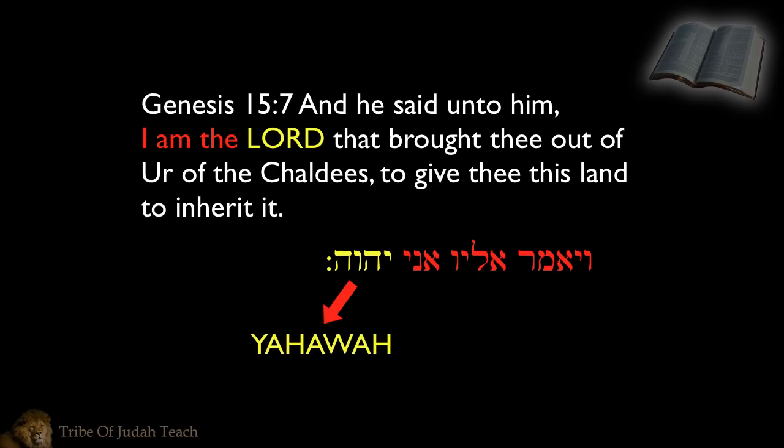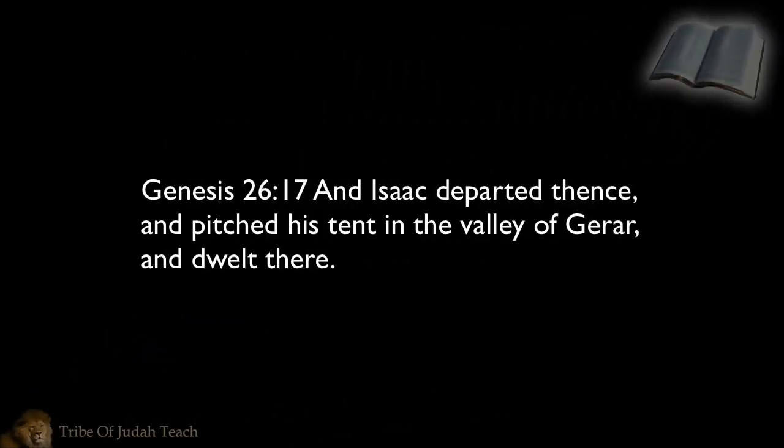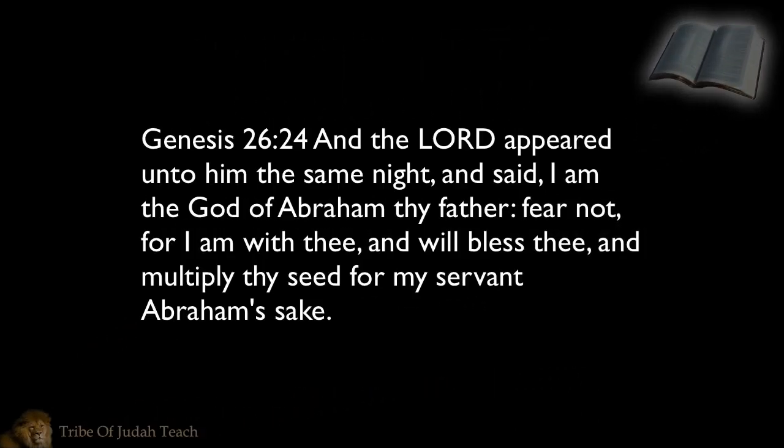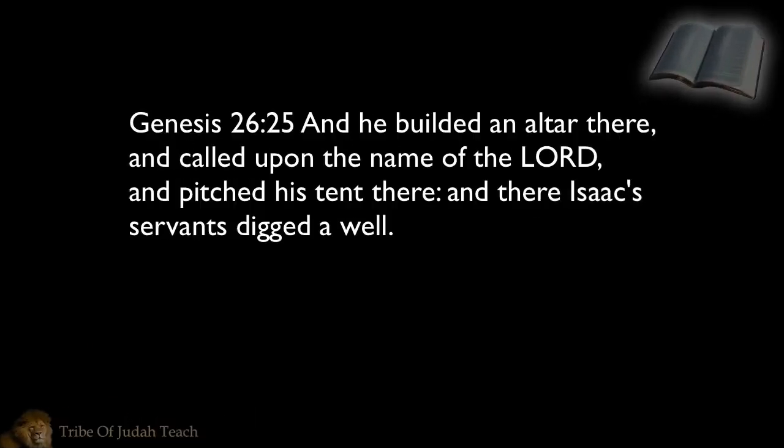Let's see if Isaac knew the Most High's name. Genesis 26:17. It says, "And Isaac departed thence and pitched his tent in the valley of Gerar and dwelt there." So this is Isaac. Let's go down to verse 24. It says, "And the Lord appeared unto him the same night and said, I am the God of Abraham thy father. Fear not, for I am with thee and will bless thee and multiply thy seed for my servant Abraham's sake." Verse 25.